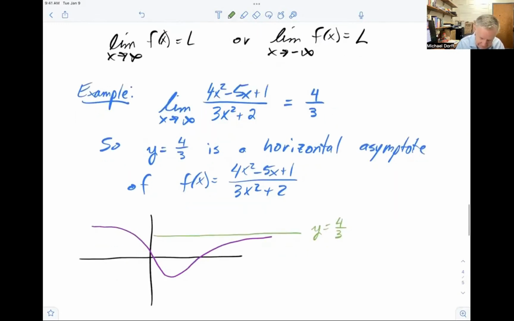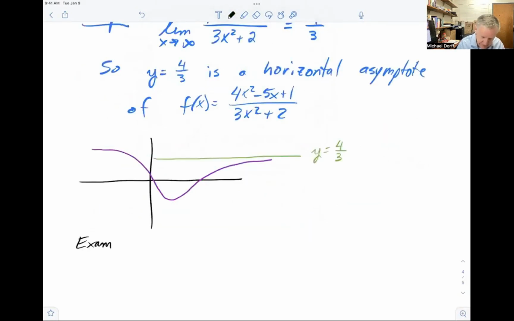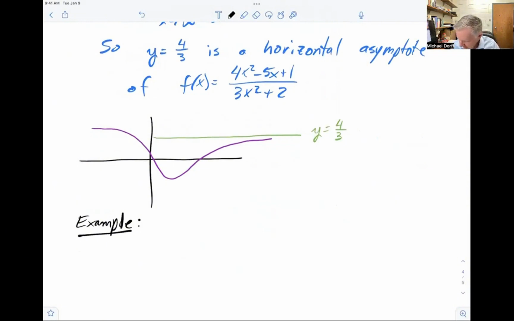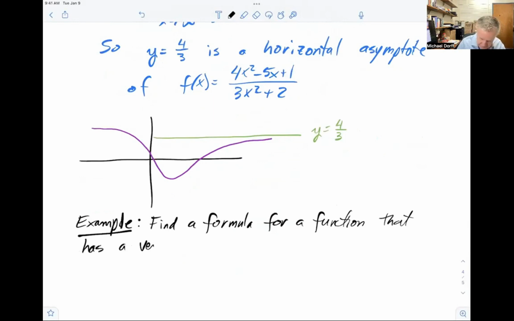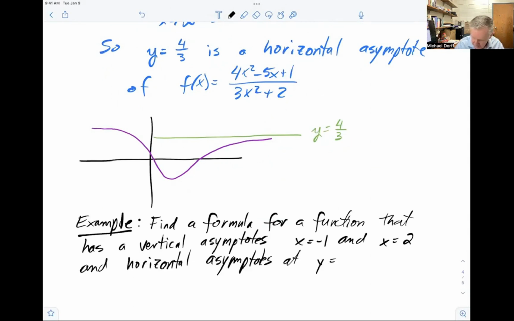So this then gives us some creative type problems that we could solve. I think some of these can be fun. So let's see, find a formula. Here's one of these fun problems: find a formula for a function that has vertical asymptotes at x equals -1 and x equals 2, and a horizontal asymptote at y equals 3/4.